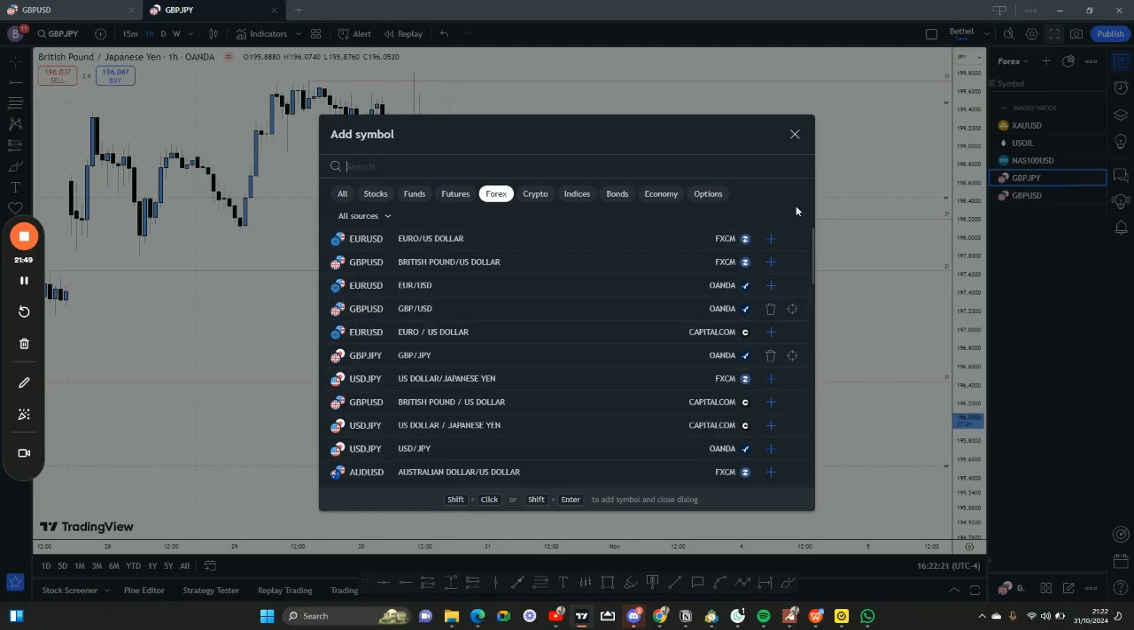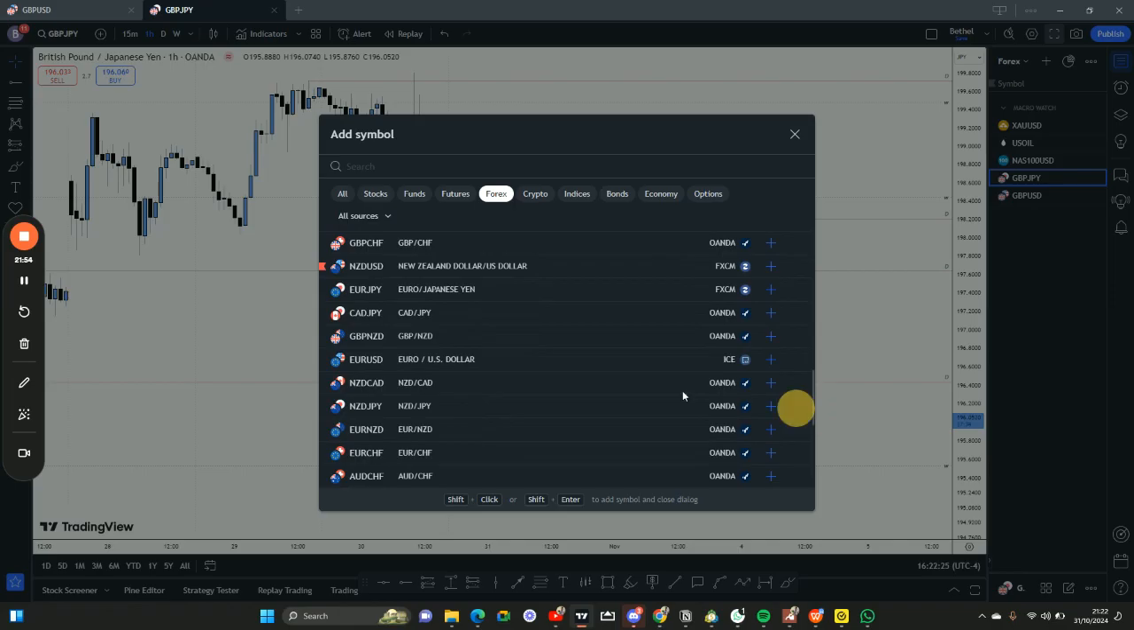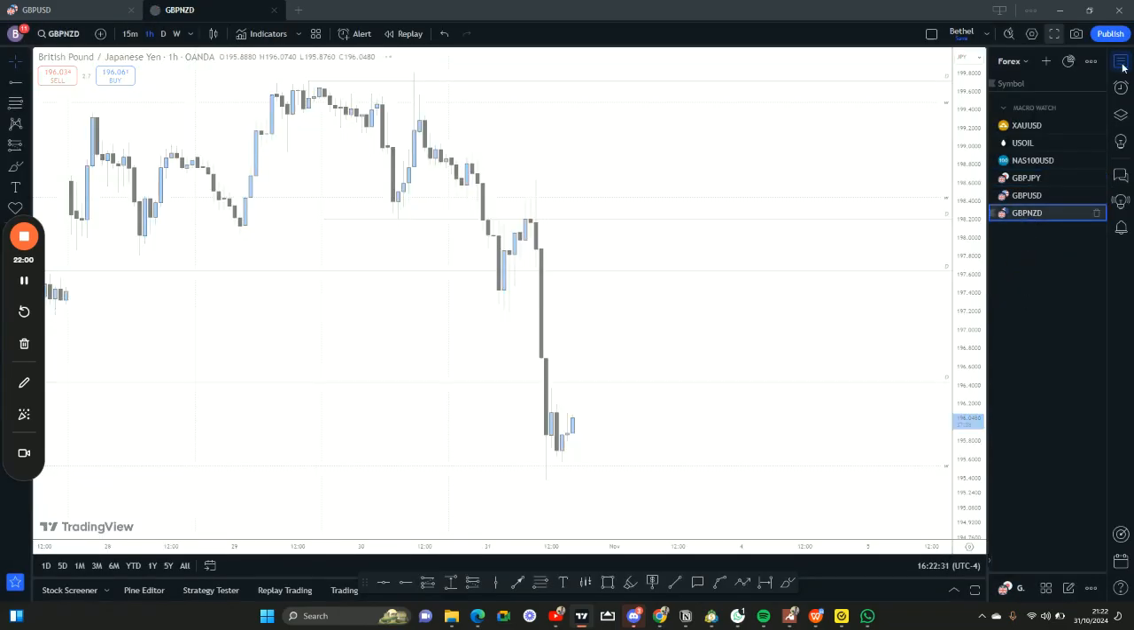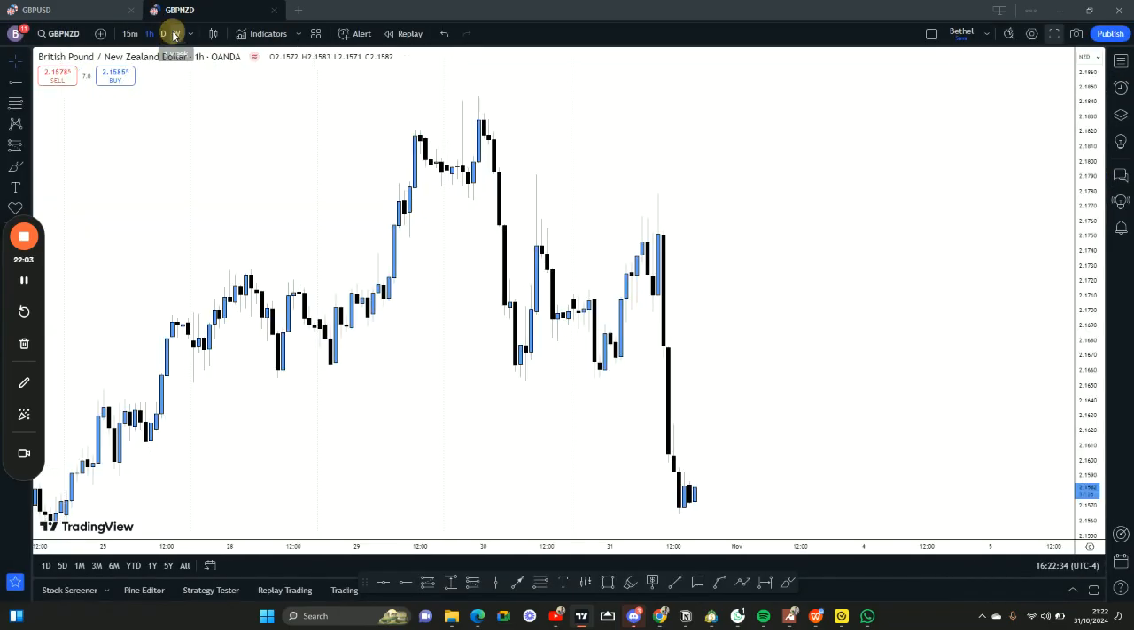So let me pick any chart. I can go to, let's say, GBP NZD. I've not traded this thing before, so let's see what we can do with this. We start from the weekly time frame.